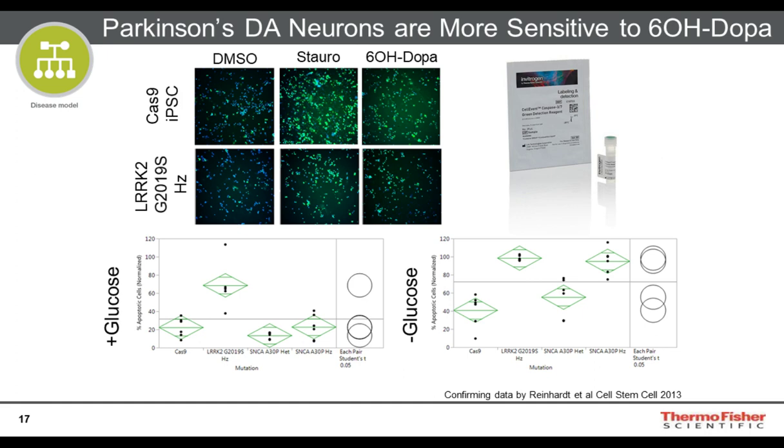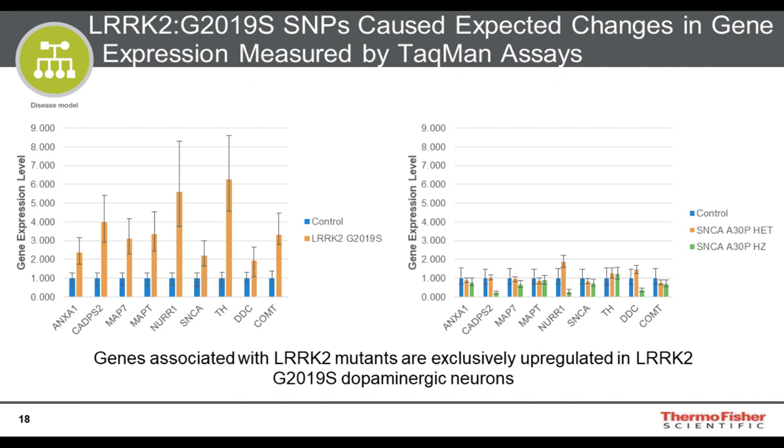When you now quantify that in a normal media condition where glucose is present, you can clearly see that the number of apoptotic cells is highly increased in the LRRK2 G2019S mutation. However, when you now stress the cells a little bit more, by removing the glucose, you see that the LRRK2 G2019S mutant still has high levels of apoptosis compared to control, but now the other SNCA Parkinson's mutant shows the same phenotype. So there's a clear correlation between 6-hydroxydopa toxicity and the presence of Parkinson's-related mutations.